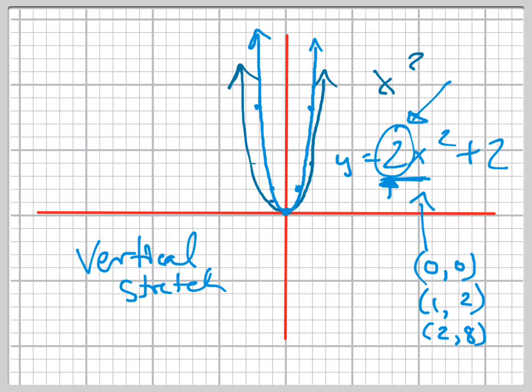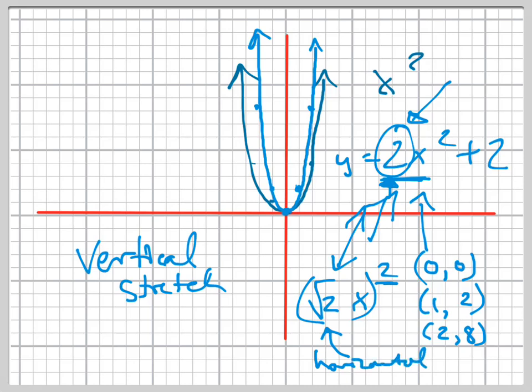If it was done on the inside, which you could have done, this would have been the same thing as the square root of 2 times x squared. That would have been the same thing as that. Distribute the square in and you'll see that that's the same thing. But they would have called this a horizontal compression. Horizontal compression is equal to a vertical stretch.